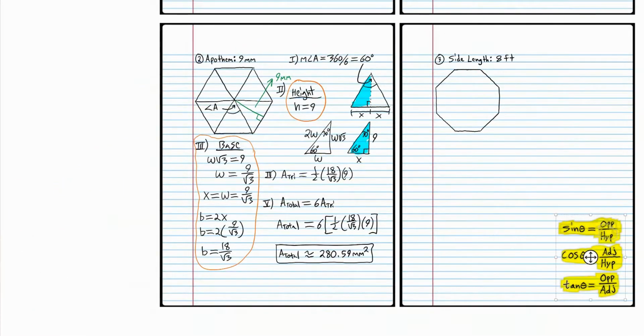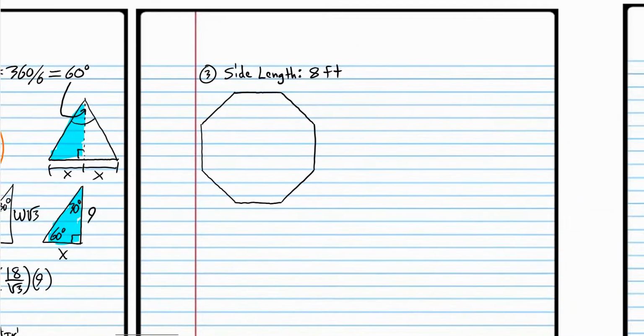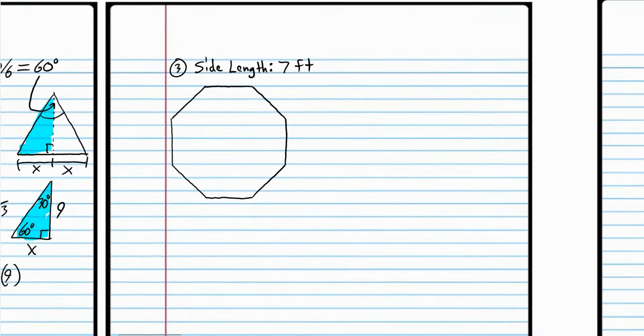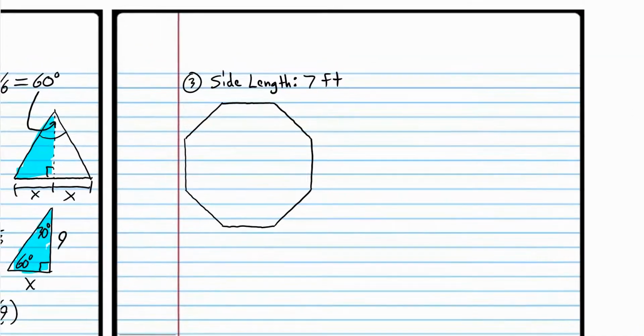Okay, on to the third problem. In the third problem we're going to be given the side length of the regular polygon. So the side length is these lengths. We're told that all those lengths are 8. And you know what? I'm going to change this to 7 because I don't want you to get confused by it, just because that's a coincidence. It's a number of sides. So there's 8 sides here, an octagon.